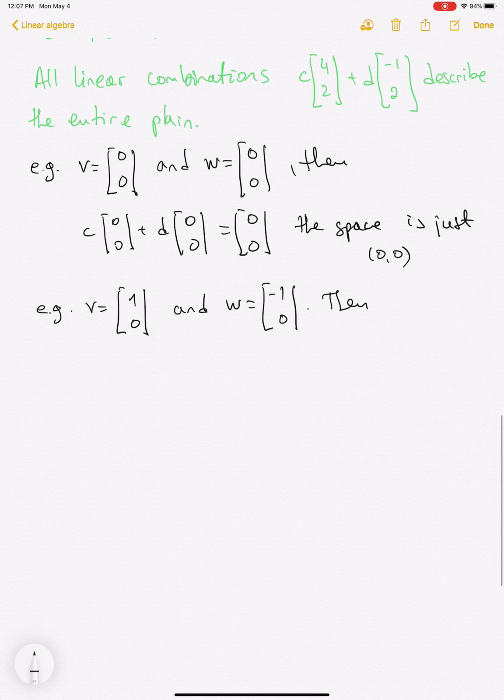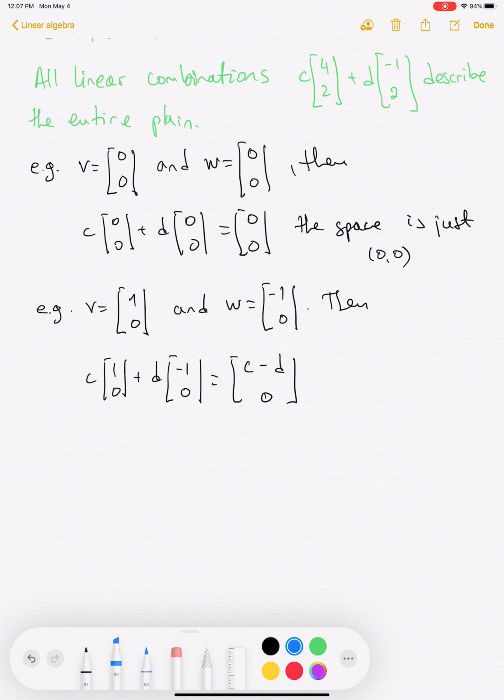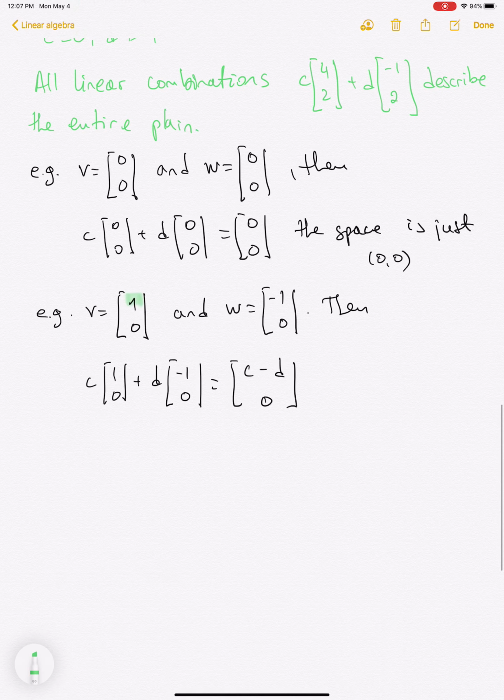Then C times (1, 0) plus D times (-1, 0) look like this: (C minus D, 0). What is interesting here is that the vector V has the first component non-zero, the second component 0. The vector W is in the same way. It has the first component negative 1, but the second component is 0. So then when we look at their linear combination, the second component has to be 0 because you cannot produce something non-zero from a 0.